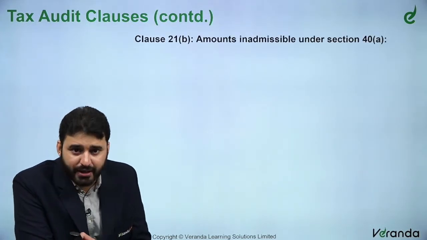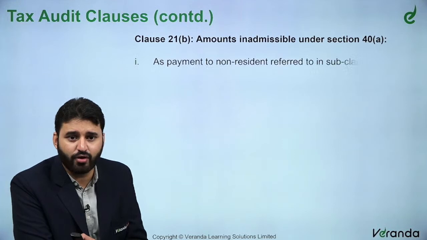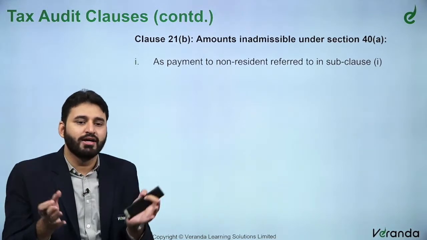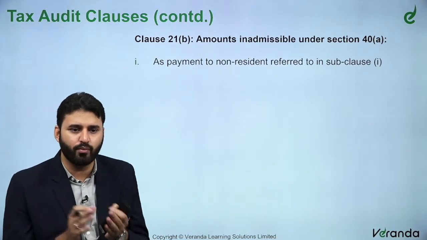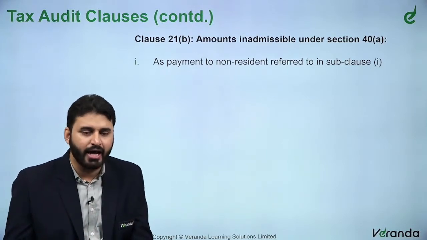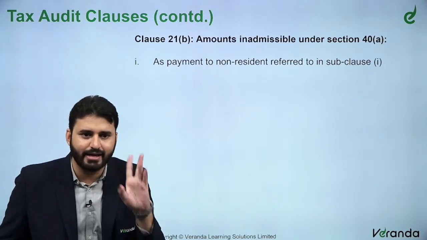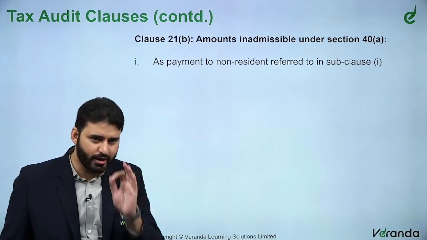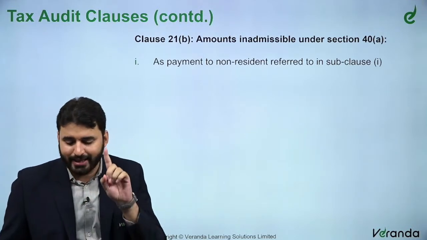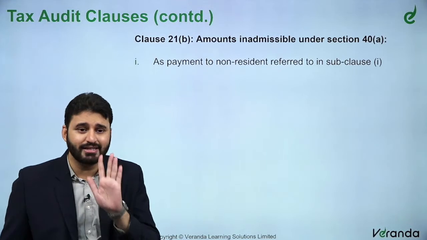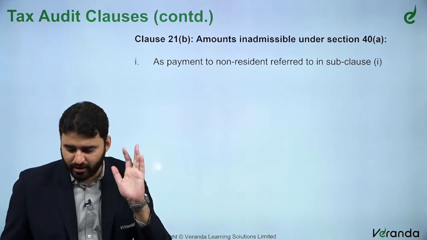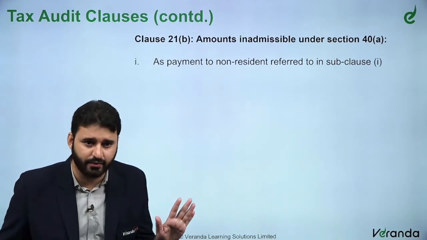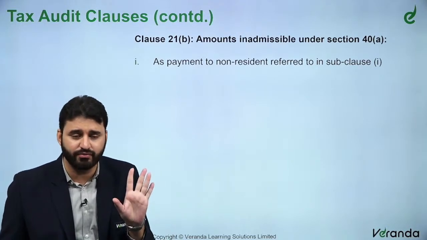Clause 21B, amounts inadmissible under section 40A. Now the overall scheme of this clause is 40A(1)(a). Basically, if you are not deducting TDS on any expenditure, then the same will have to be disallowed. If it's a non-resident payment, 100% disallowance. If it's a resident payment, then 30% of it will be disallowed.